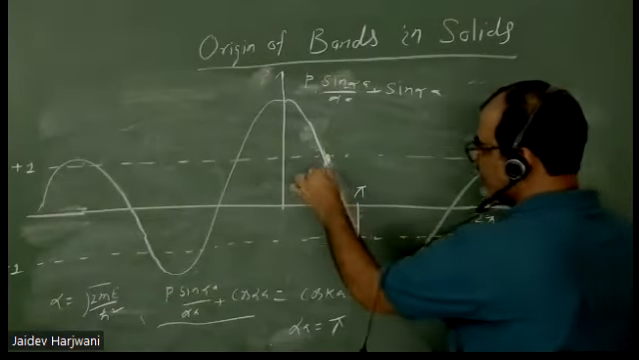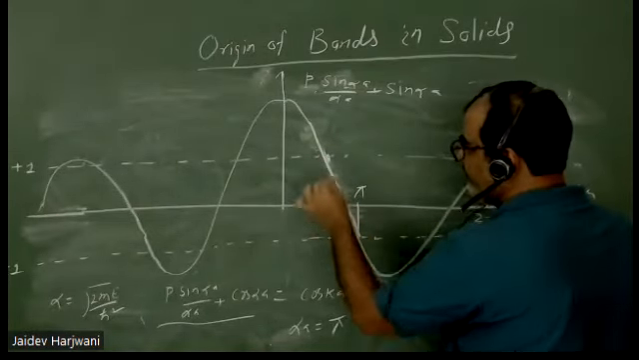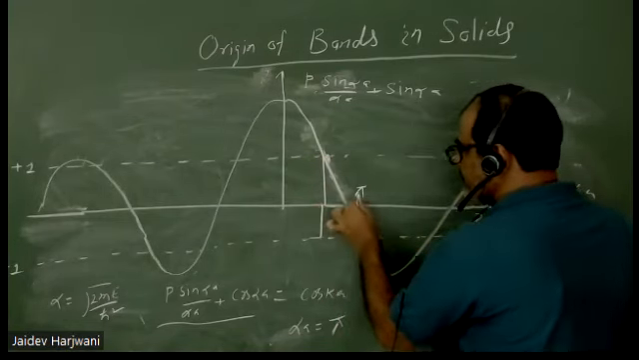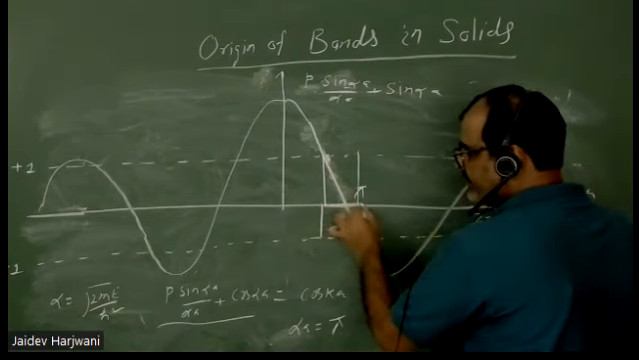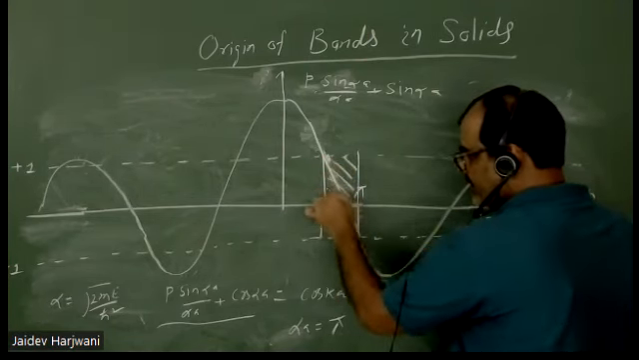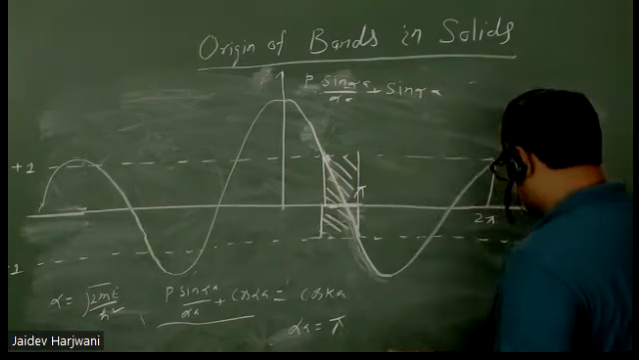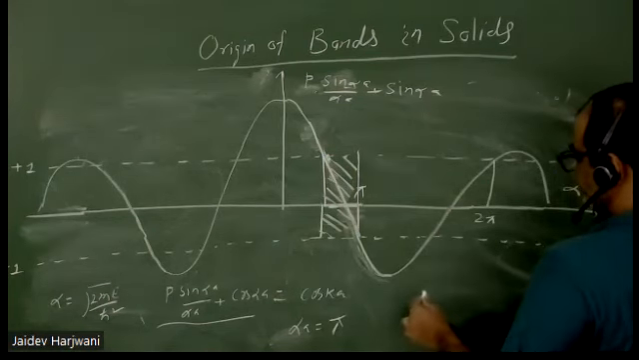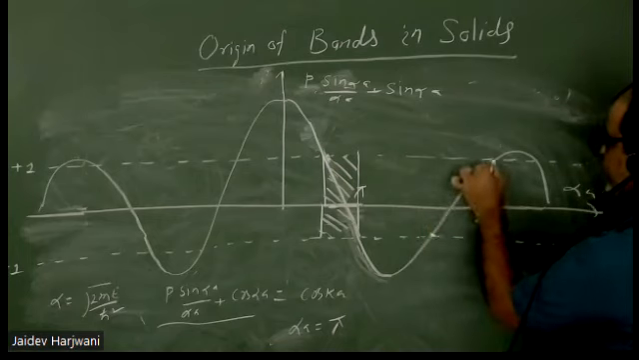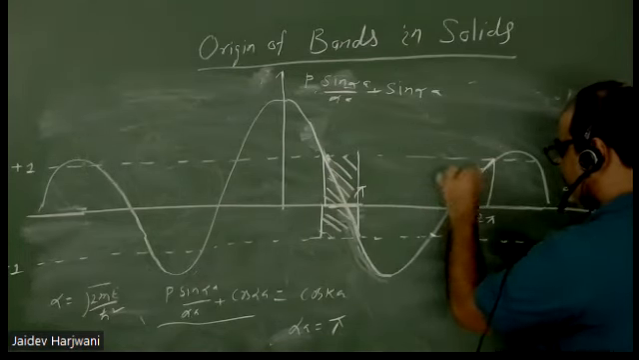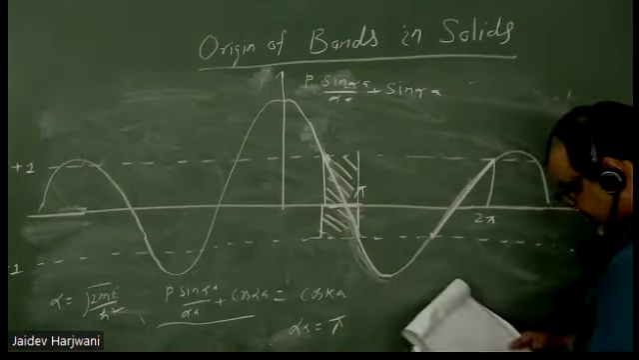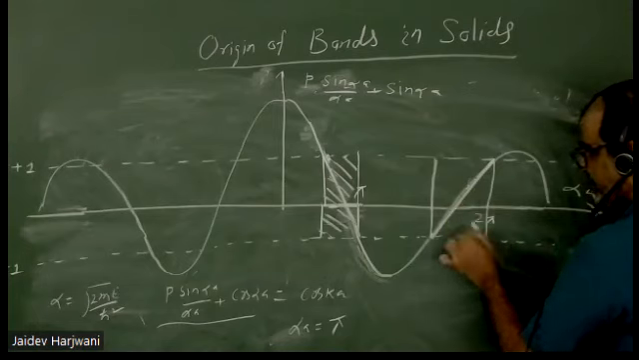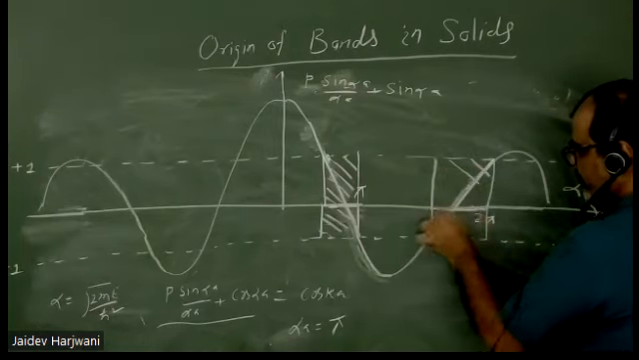So these are the allowed values of alpha a. Similarly, if I say this is 2 pi, from -1 to +1, this is my -1 and this is my +1, so this graph, this one, is my allowed value. If I take this one, this is my allowed value of alpha.